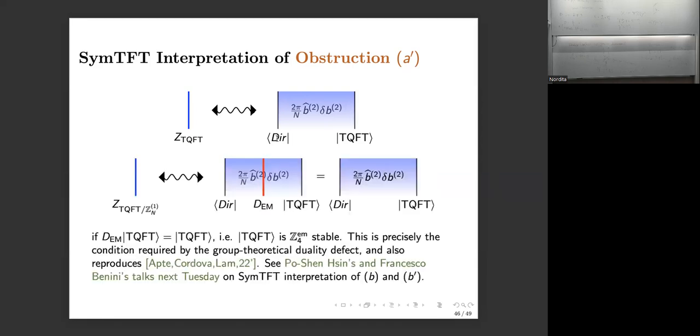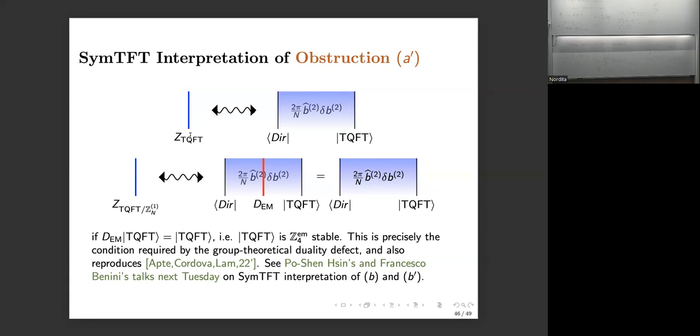And then we need to ask when the TQFT is invariant under gauging the ZN one-form symmetry. As we explained in an earlier part of the talk, gauging the ZN one-form symmetry just means that in the bulk we insert a Z4 EM symmetry defect and collide it with the boundary conditions. Now instead of colliding to the left boundary condition, which is the Dirichlet boundary condition, we collide to the right-hand side.